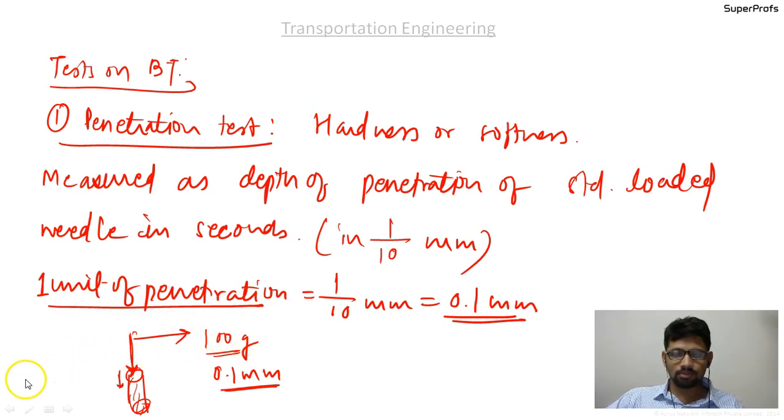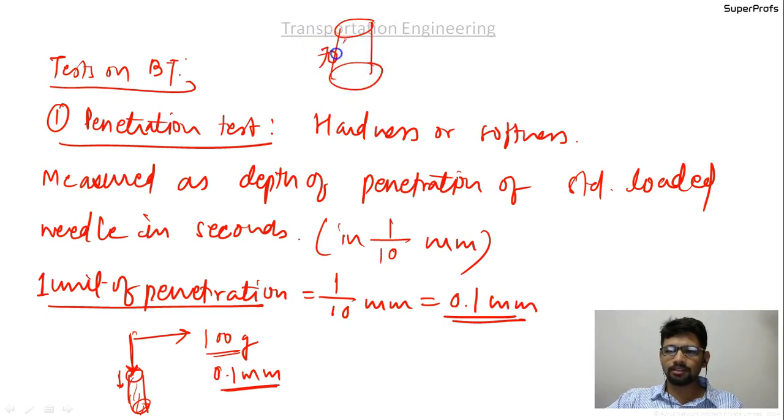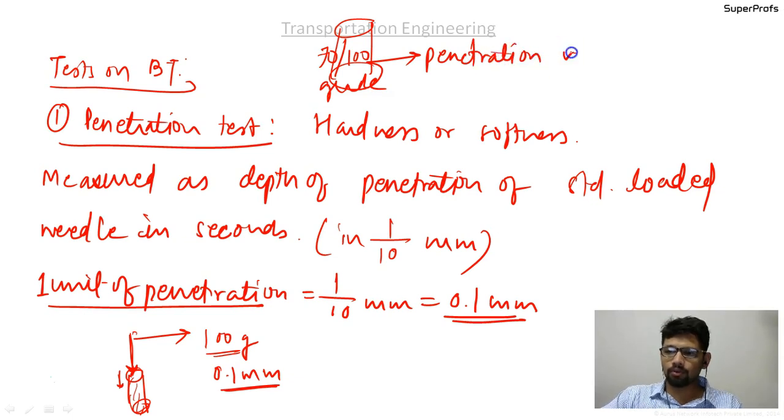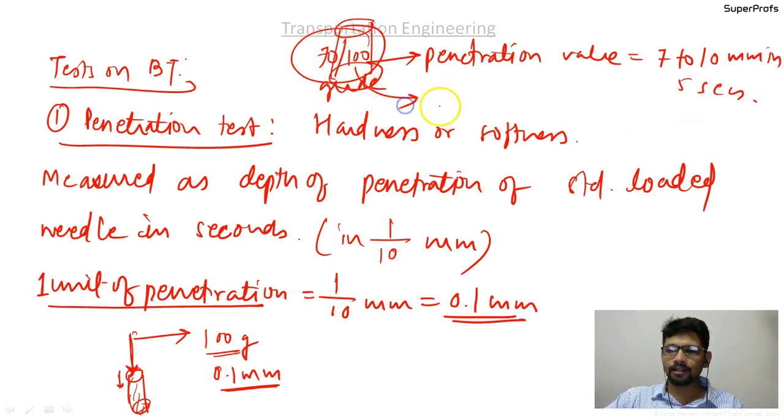In this way the bitumens are graded. For example, suppose there is a bitumen of 70 to 100 grade. In this case, the penetration value will be equal to 7 to 10 mm in 5 seconds, and this grade 70/100 is compulsory in market.